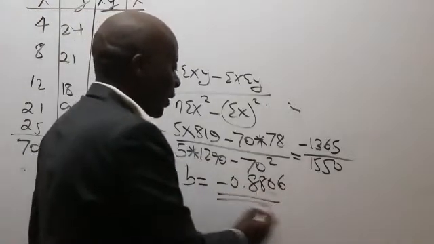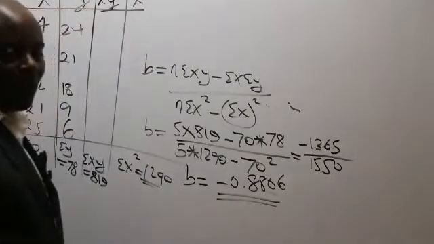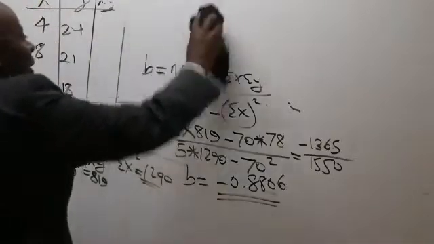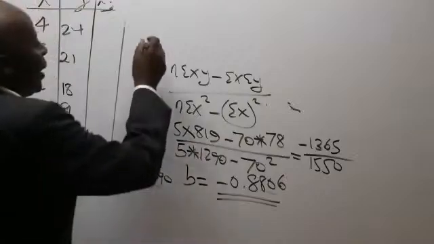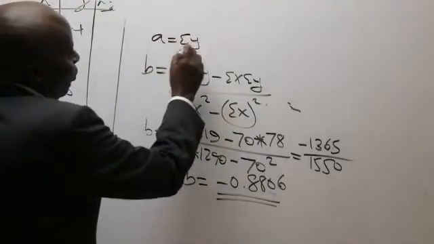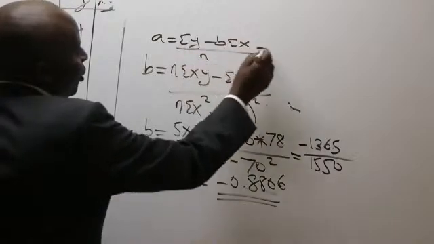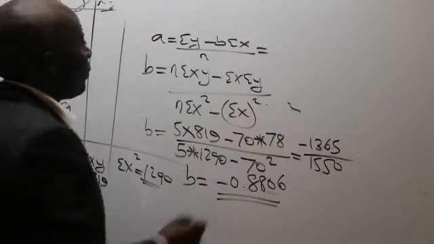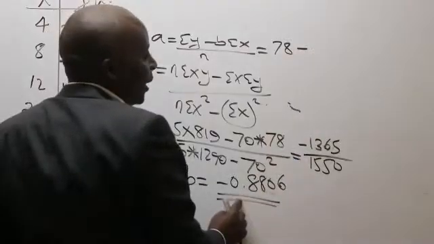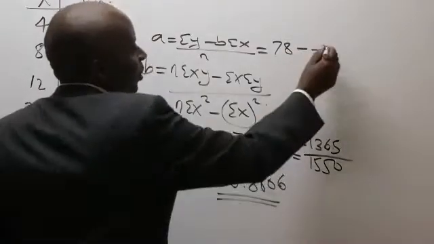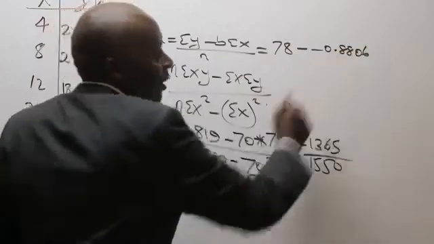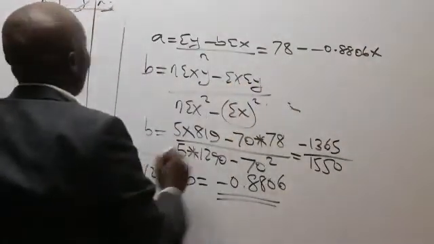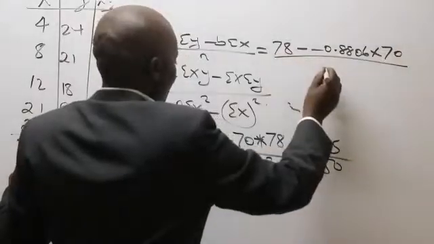Once I have the value of b, getting the value of a will not be a tall order. So to get a, I know the formula. It is sum of y minus b sum of x all over n. So a will be equal to summation of y, which is 78, minus the b that you guys gave me, which is minus 0.8806, times summation of x, which is 70 here, all over n, which is 5.